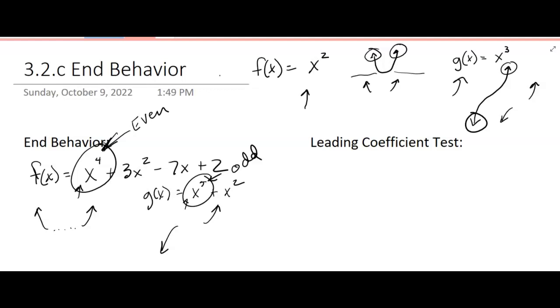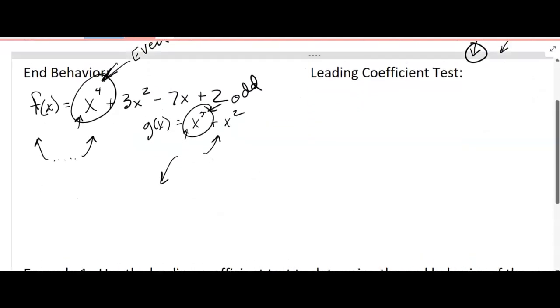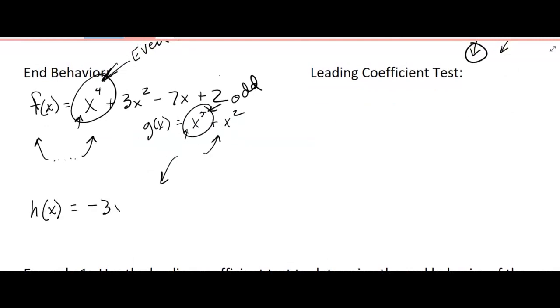Now, what if it were negative? Let's say you had h of x equals negative 3x to the 7th plus, and so on. You look at the leading term, it's odd, but the coefficient is less than 0. So a sub n is less than 0. It's negative, so it's going to reflect about the x-axis. It's going to go up to the left and down to the right. This is what we do when we talk about end behavior.